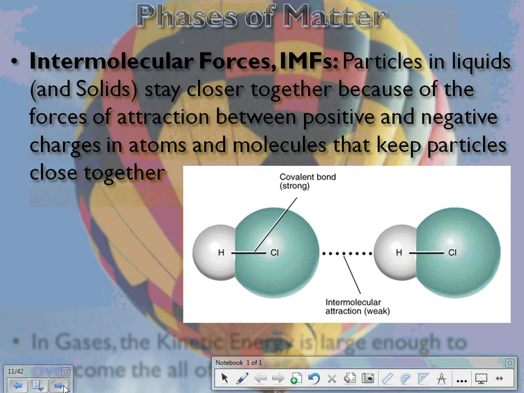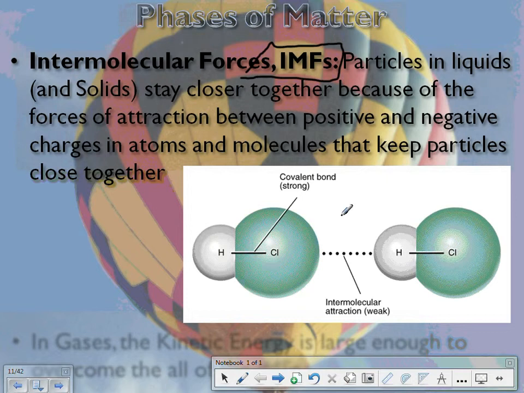So phases of matter will be then defined as a balance between intermolecular force and kinetic energy. So if you have a higher intermolecular force, or IMF, then your phase will be more solid.